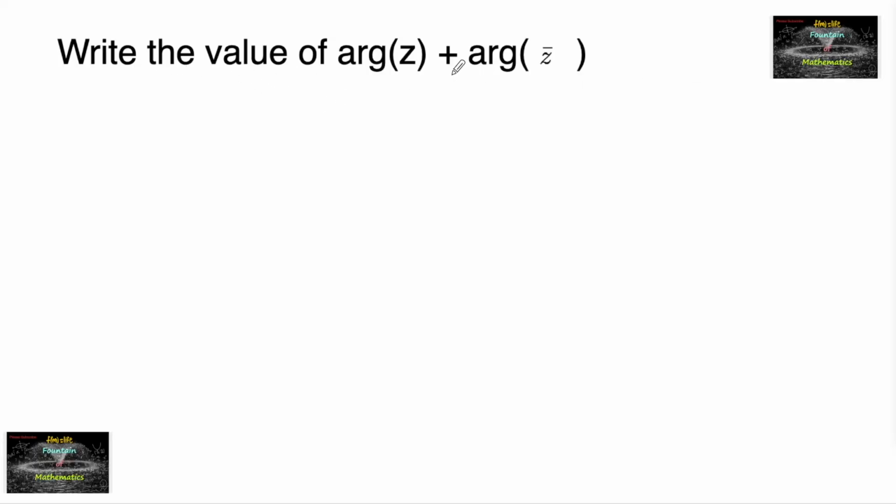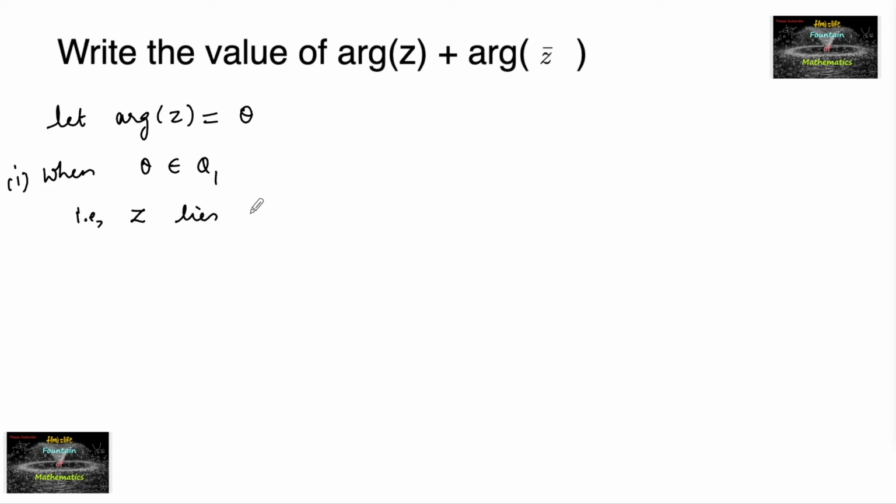Write the value of argument of z plus argument of z bar, the conjugate of z. Let argument of z be equal to theta. Let us consider case 1, when theta belongs to quadrant 1. Then z lies in the first quadrant and its conjugate z bar lies in the fourth quadrant.